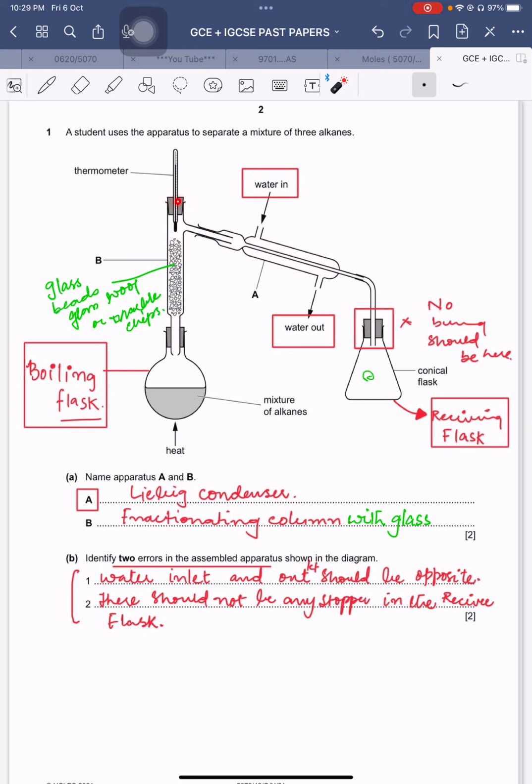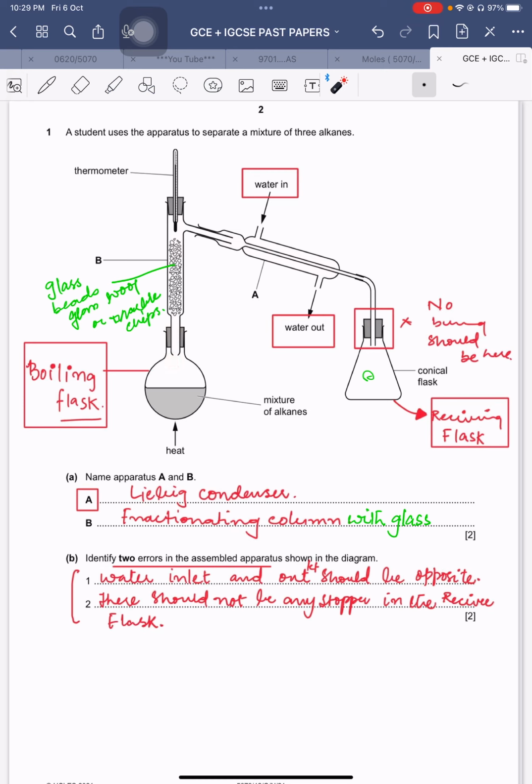There must be a bung or a stopper with a thermometer. Sometimes the examiner does not draw a bung or a stopper with a thermometer. So if there is no bung or a stopper with a thermometer, what will happen? The thermometer will fall down. So please make sure that there is a bung or a stopper over here, and there is a bung or a stopper over there, so that the fractionating column may not fall down into it.